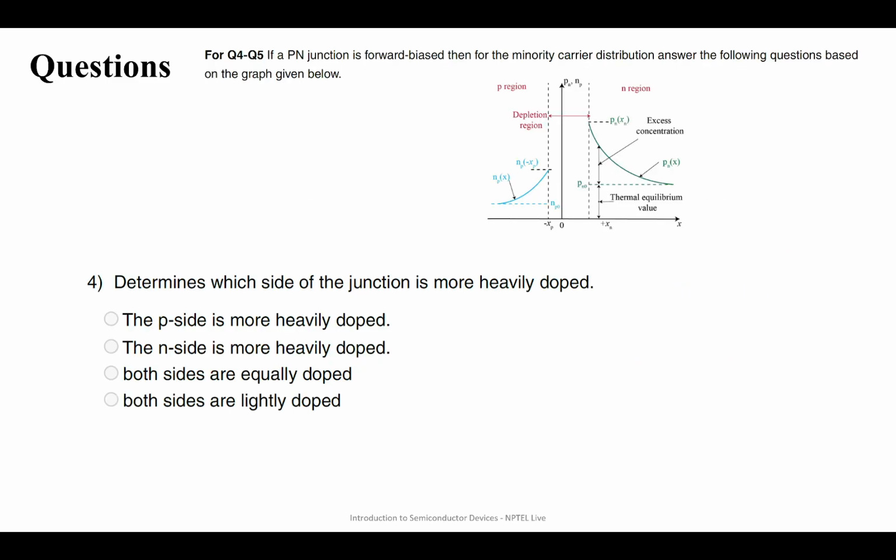For questions 4 and 5, if a PN junction is forward biased, then for minority carrier distribution, answer the following question based on the graph given below. So you have been given this graph for the minority carrier dynamics. Determine which side of the junction is more heavily doped. P side is more heavily doped. N side is more heavily doped. Both sides are equally doped. Both sides are lightly doped.